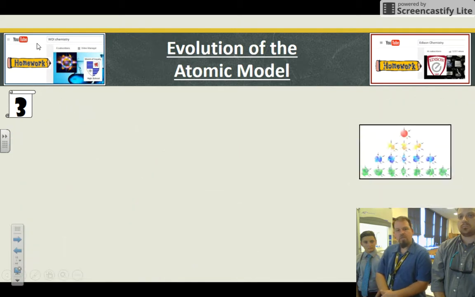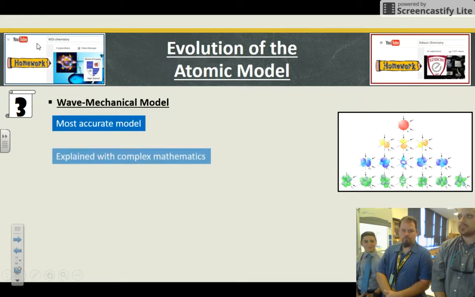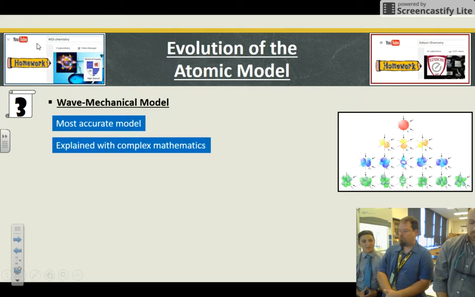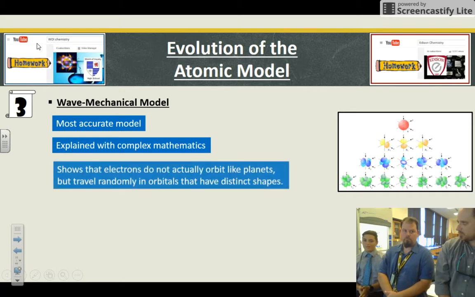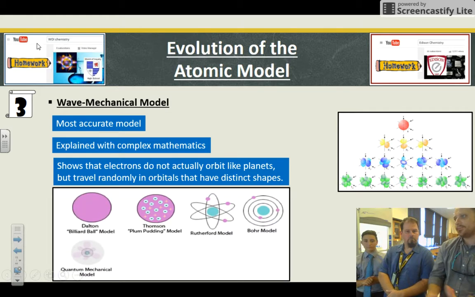Now, the wave mechanical model is the best one we have right now to explain what's actually happening in there. It's the most accurate model and takes a lot of complex mathematics, showing that the electrons do not actually go around the atom like a planet would around the sun, but instead they're traveling randomly as long as they're staying in the space, the orbital, that they're supposed to be in. Yeah, that little cloud. And they have weird, cool shapes that determine lots of different things later down the road when you're studying them in college.